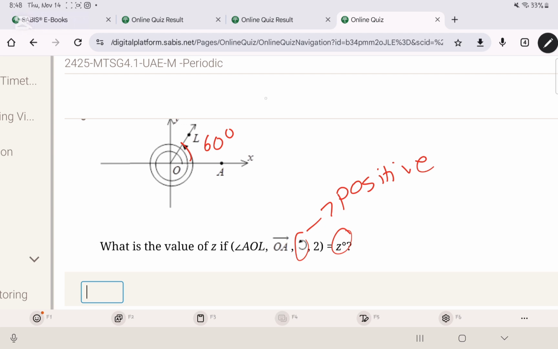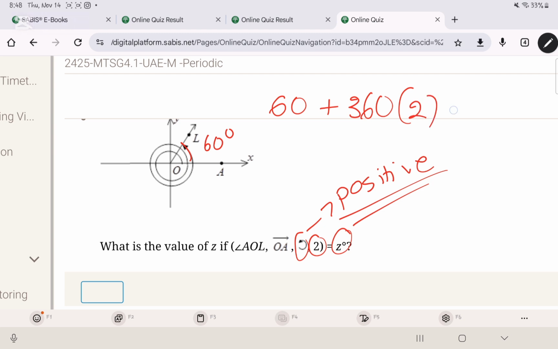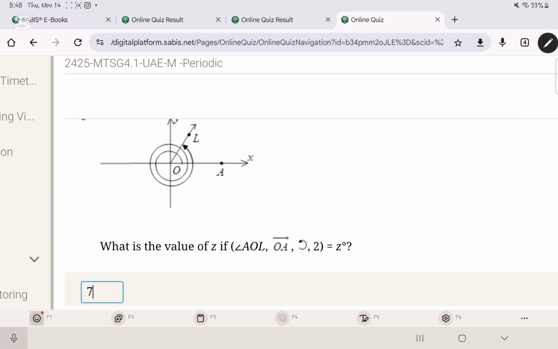Very simply, what you're going to do is take the original angle, okay? Because it is positive, you are going to add 360, which is 1 full rotation. How many full rotations did it do? It did 2 full rotations. How much are you going to get? So 60 plus 360 times 2, you are then going to get 780 degrees.